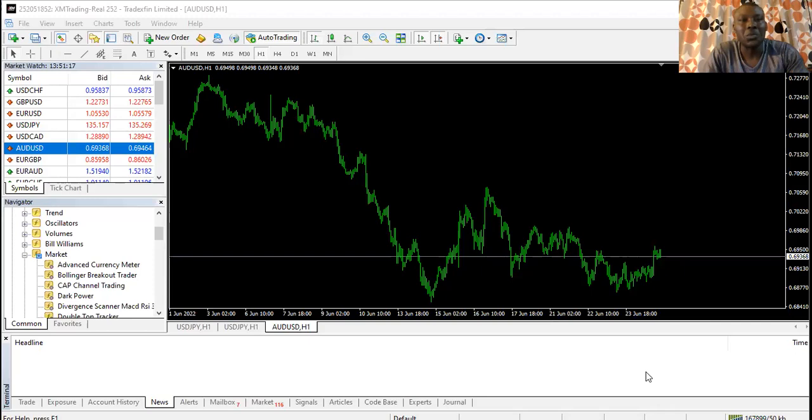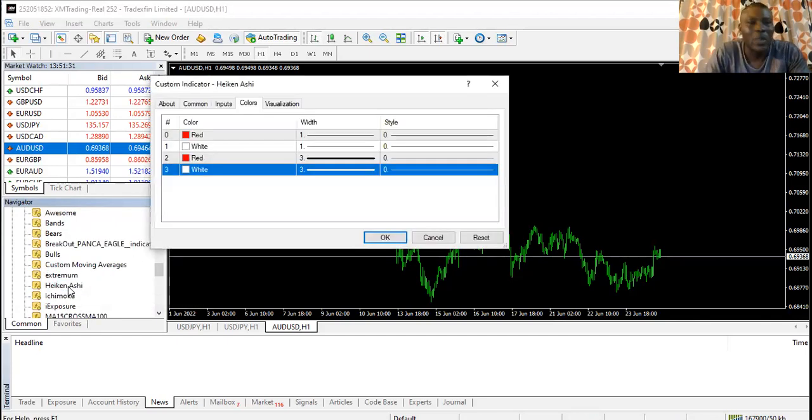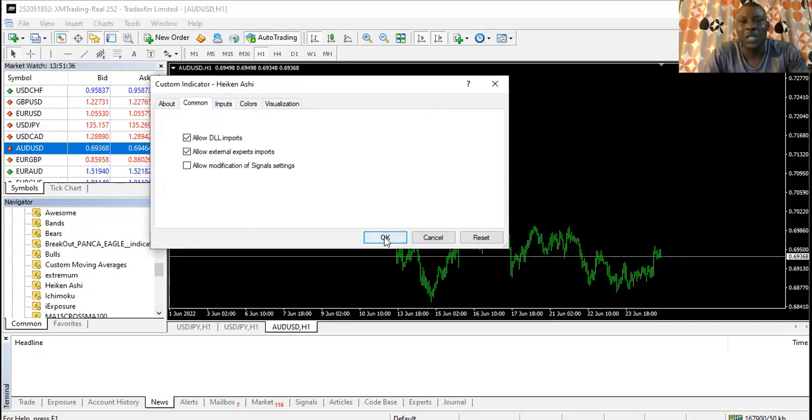Now, let me share my screen with you. I hope you can see my screen. What I'm going to do now is build up this chart. First of all, what I'm going to add on this screen is the candlestick called Heiken Ashi. Yes, this is it. The Heiken Ashi candlestick, I'm going to add it to the chart.